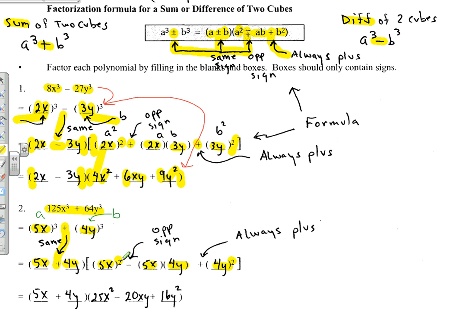And again, let's get the signs. The formula says that this sign right here should be opposite the original. The original was plus, so this one's minus. The formula says that the last one is always plus. So now it's just a simple matter of multiplying. I rewrite the 5x plus 4y. Here it is. And then 5x times 5x is this one right here, the 25x squared. Notice there's a minus sign here. 5x times 4y is 20xy, and then I go with 4y quantity squared, which is 16y squared.